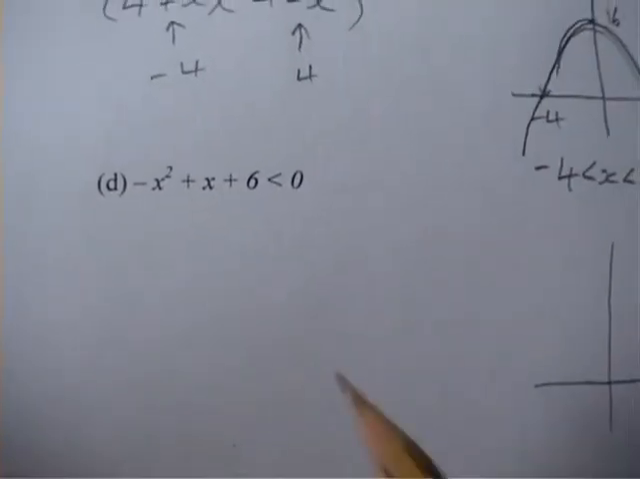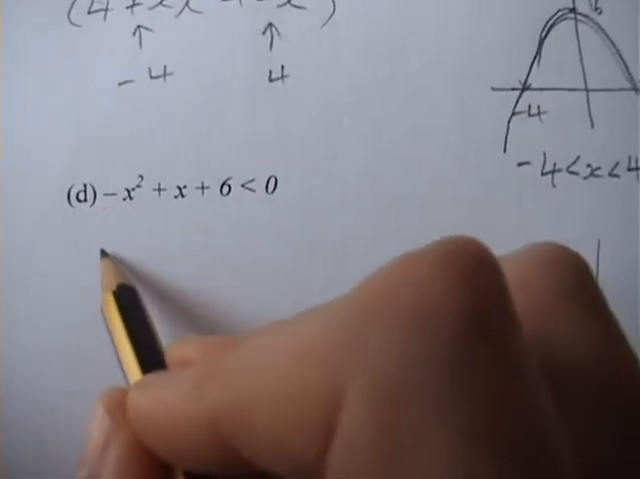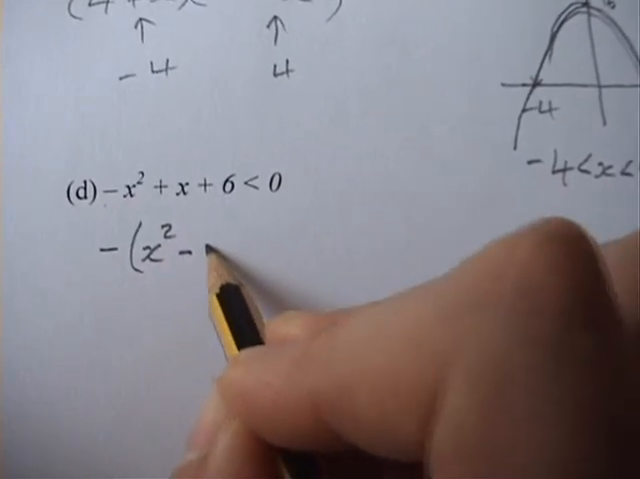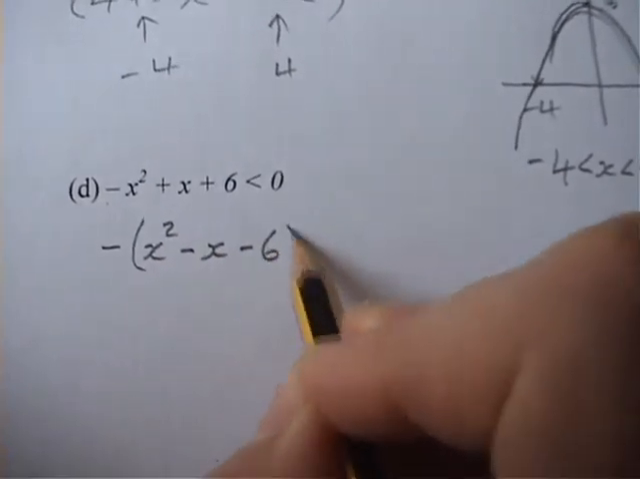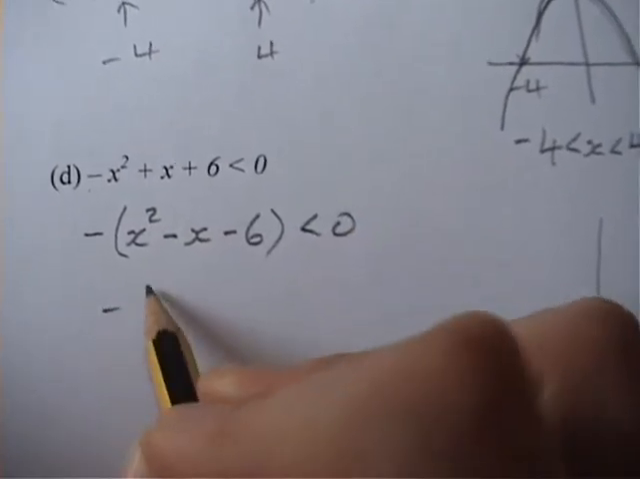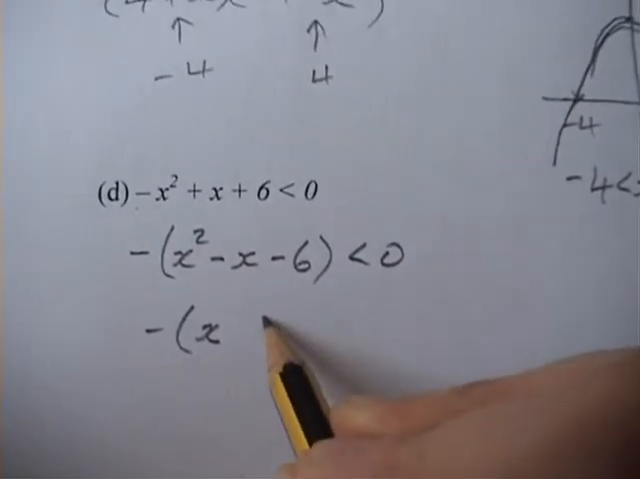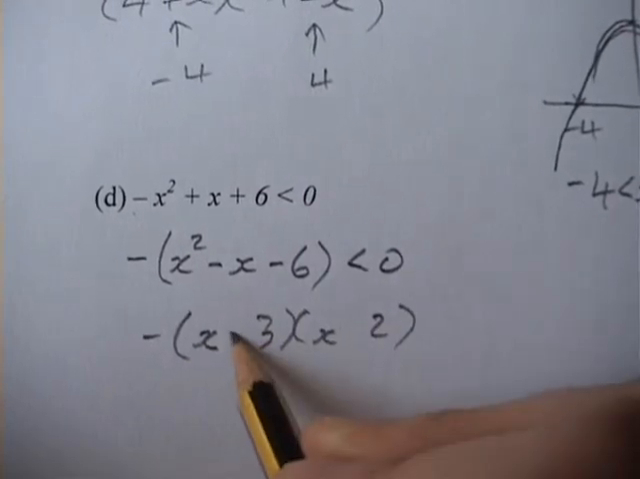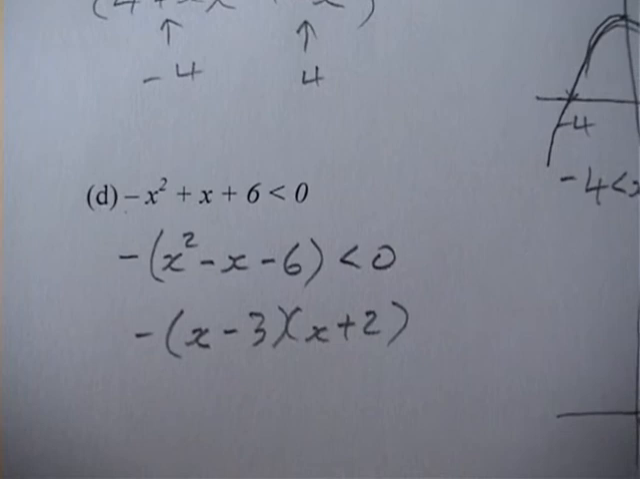Last one's just a more complicated factorisation. I've got a minus outside here, so I'm going to change the sign of everything in here, and then I'll factorise it. And so what have I got? I've got 3 and 2, and it's a minus 3 and a plus 2.